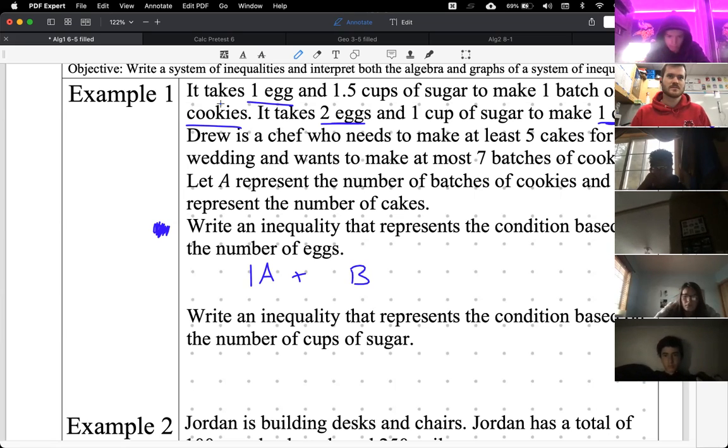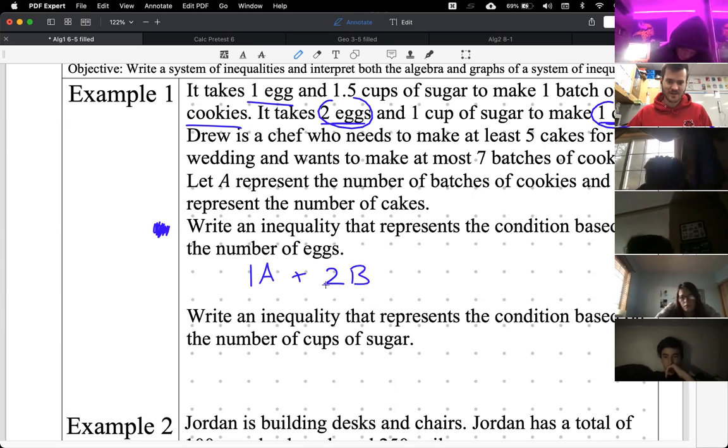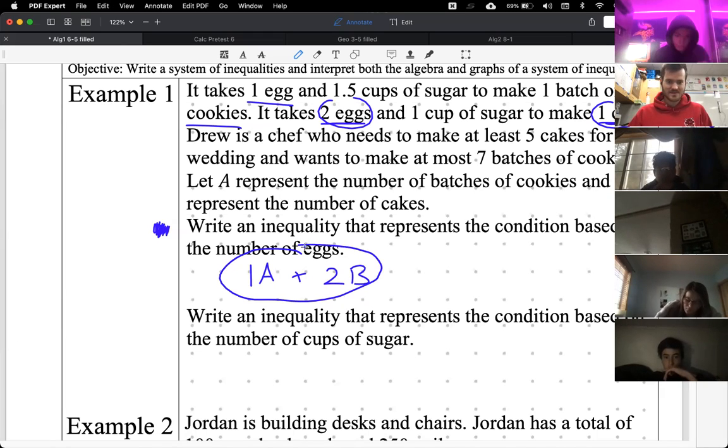2? It is going to be 2, but if you could do a quiet raise hand next time, that would be better. Yeah, it's going to be 2B because it's 2 eggs for every cake. So this is representing the total number of eggs for every cake. B represents cake. So this is now representing the total number of eggs.